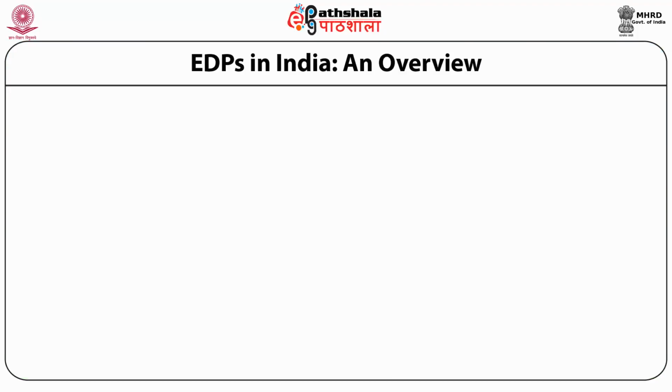Some other objectives of EDPs are: number 1, accelerate the pace of economic and industrial development. Number 2, transform the Indian economy. Number 3, develop the entrepreneurial culture in the society. And number 4, develop the sense of social responsibility among prospective entrepreneurs. Let us discuss an overview of EDPs in India.